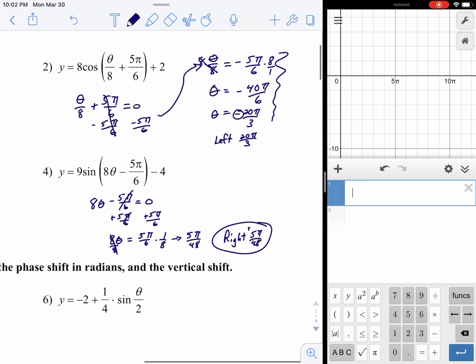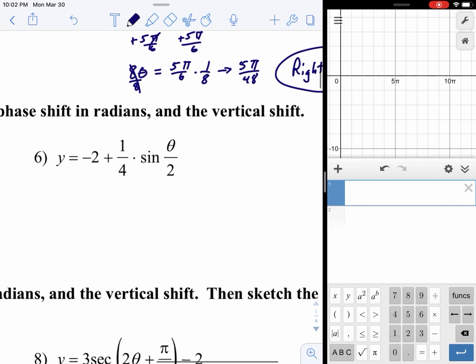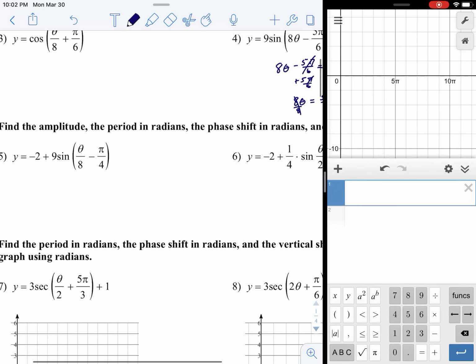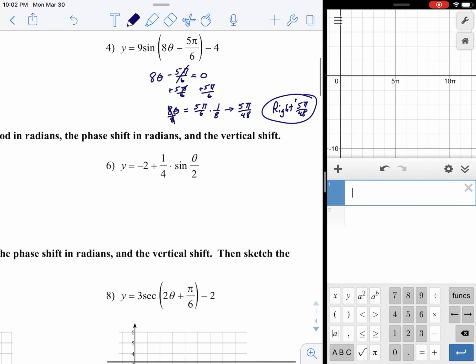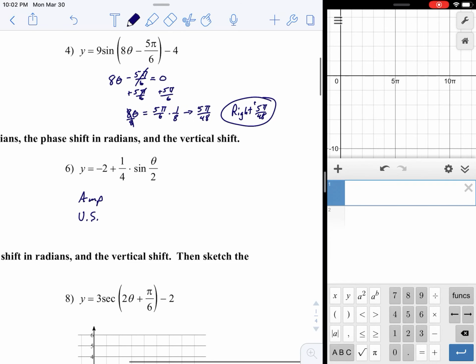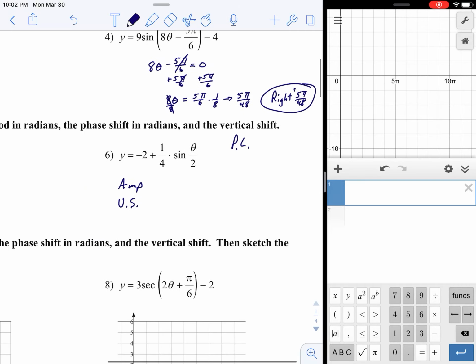Okay, so here, number 6 is a trig function with lots of stuff, and now we want to find the amplitude, the period or period length, the phase shift, and the vertical shift. So let's do this. We've got amplitude. I'm going to do vertical shift because those are like the two easy ones. I'll come up over here for period length, and then I'll leave space for the phase shift.